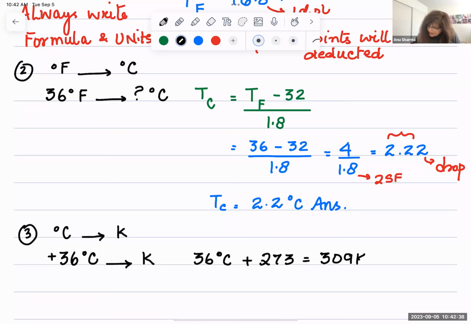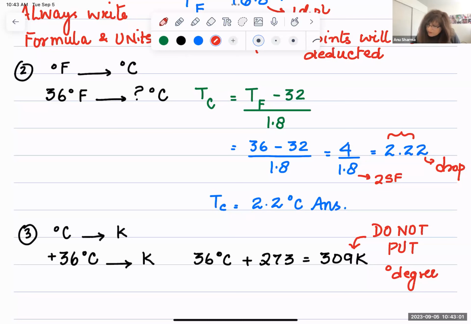Now, here's the thing. With the Kelvin, we do not use a degree. For some reason, I think it's more like a bigger thing. So do not put the degree sign. Just leave it like Kelvin.